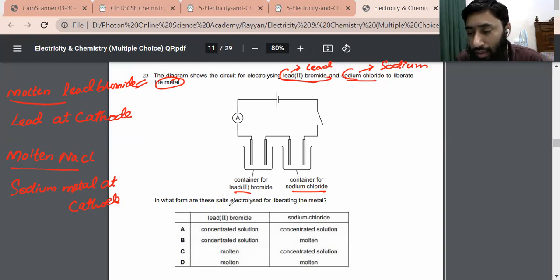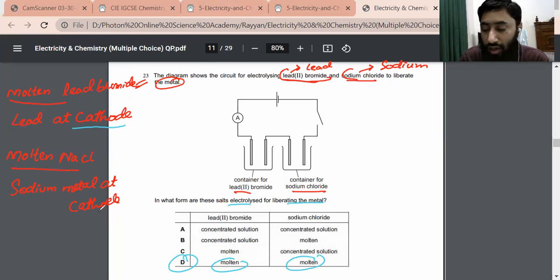So, in what form are these salts electrolyzed for liberating the metal? The answer to this question is molten, because if the lead bromide is molten, then it is possible to get lead metal at the cathode. And if the sodium chloride is also molten, then it is possible to get sodium metal at the cathode. So this is the way we are trying to solve these questions.